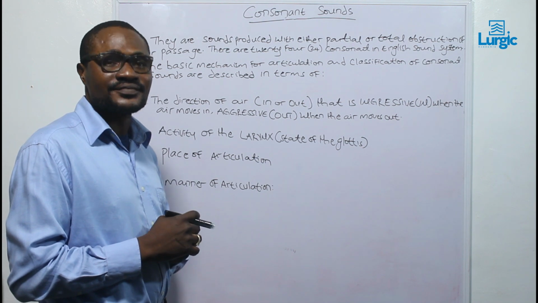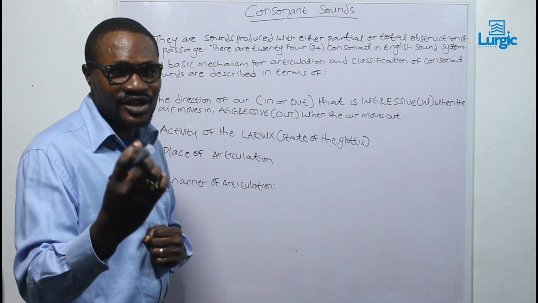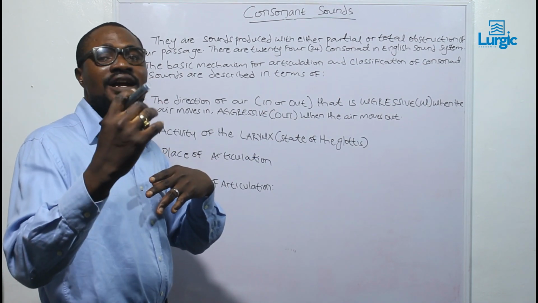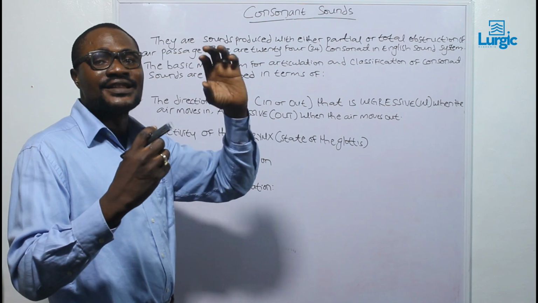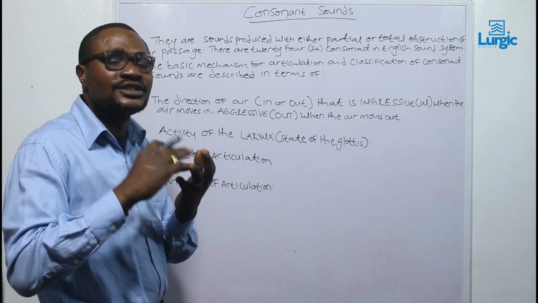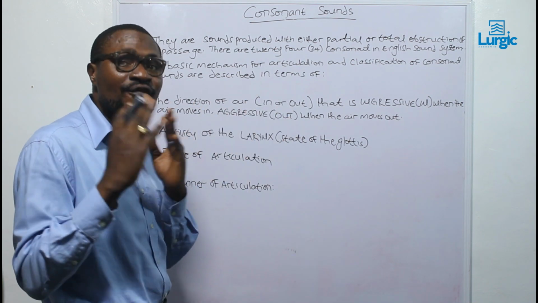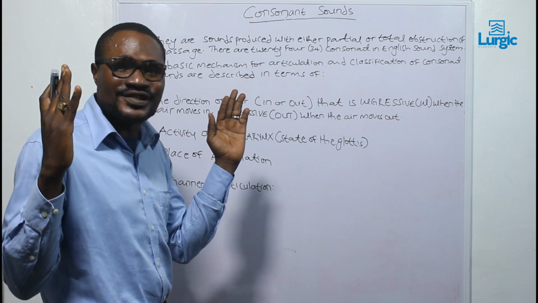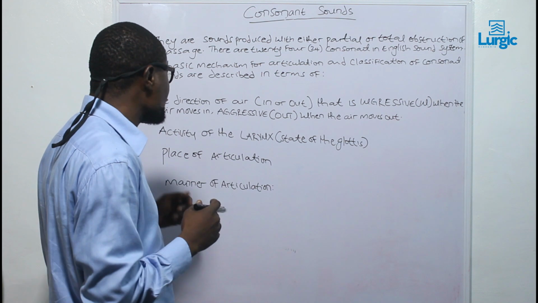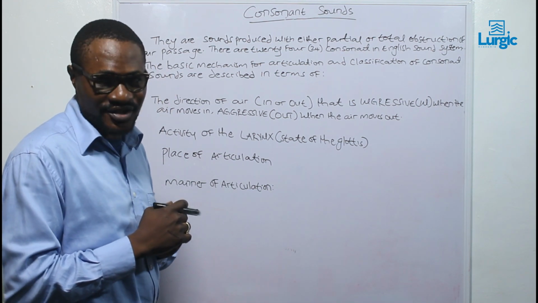The next one we have is place of articulation. Here we're looking at the positioning of the organs, looking at how the tongue, how the velum, how there is either total or partial obstruction in the vocal cord. So looking at how the organs are positioned in the vocal cord, that's what we're talking about concerning the place of articulation.